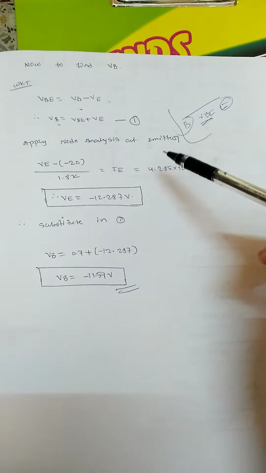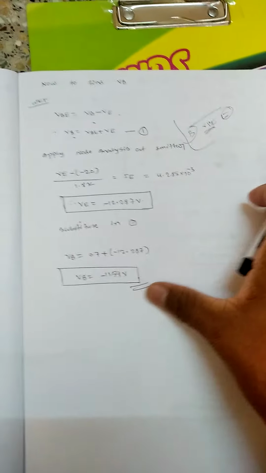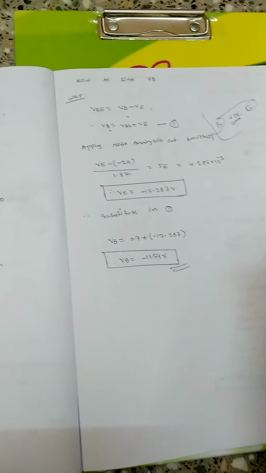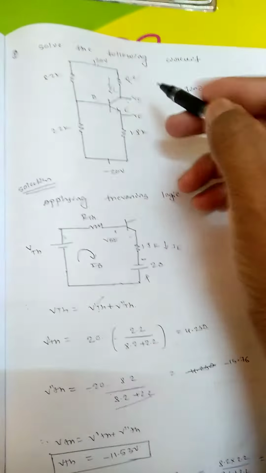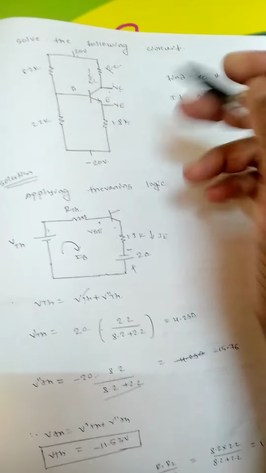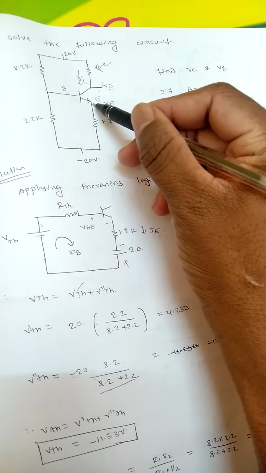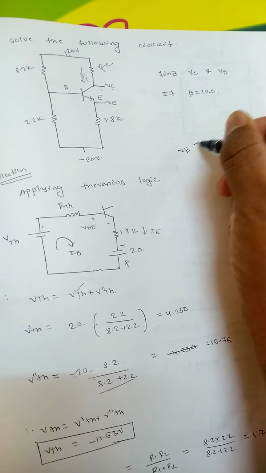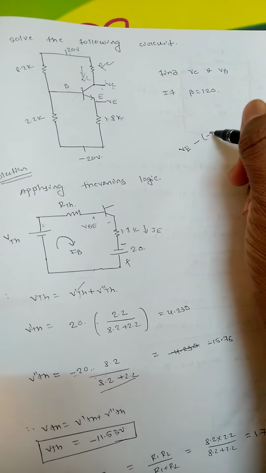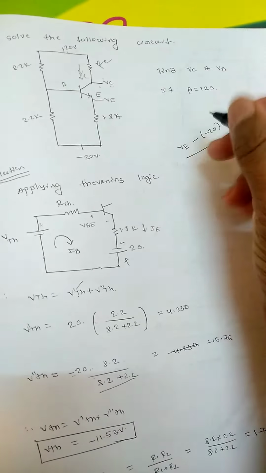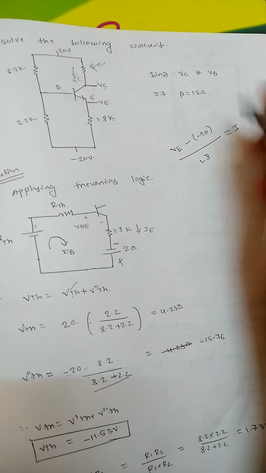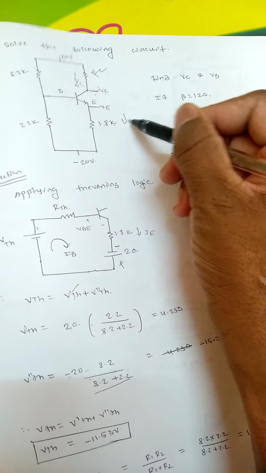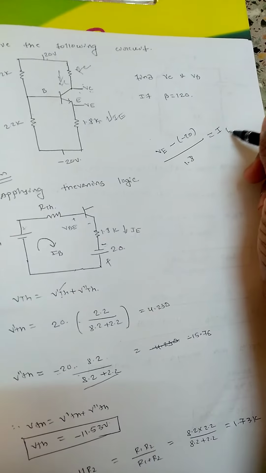So apply node analysis at the emitter. When we apply node analysis at the emitter, we can find the VE value. This is the emitter terminal. Node analysis means the higher voltage, that is VE, minus the lower voltage, minus 20 volt, divided by the resistance 1.8k, which will be equal to the current flowing through this resistance, that is IE.